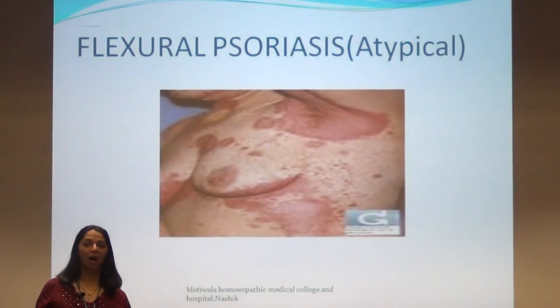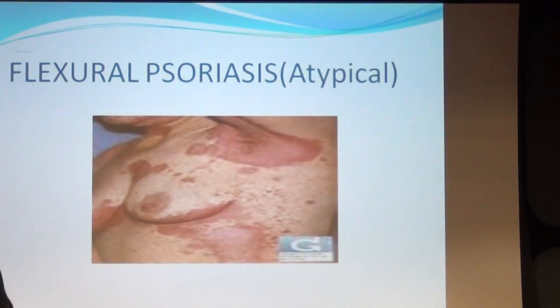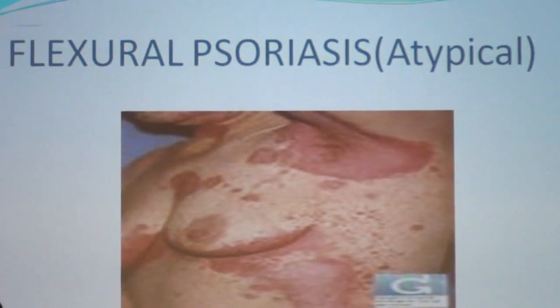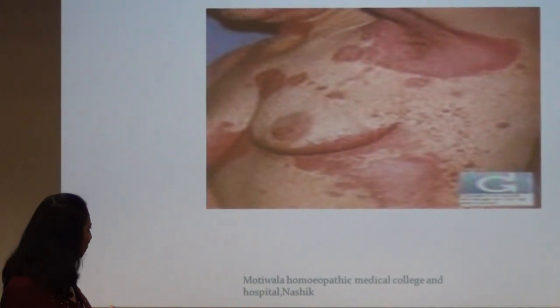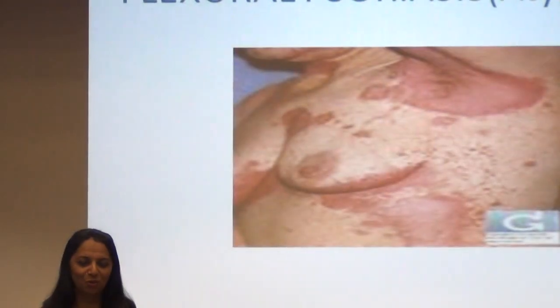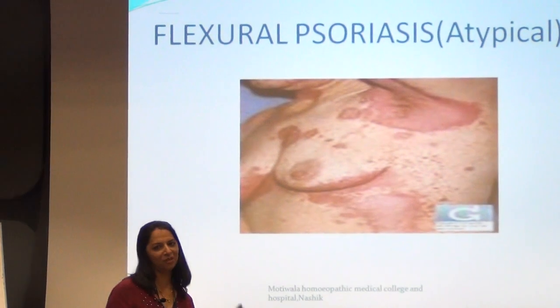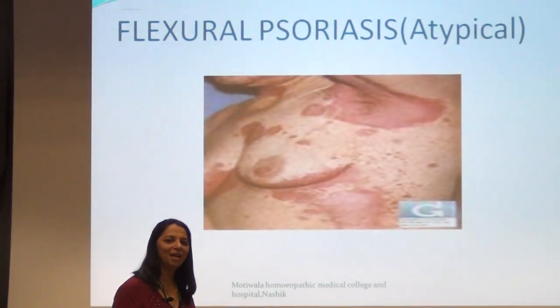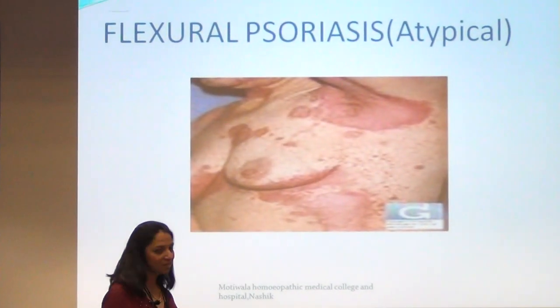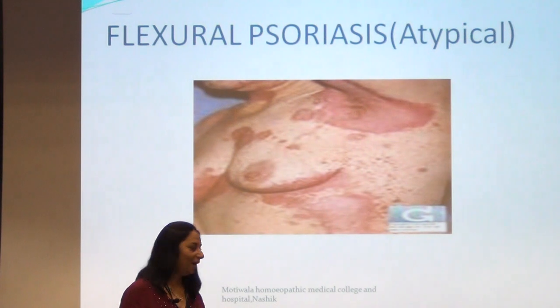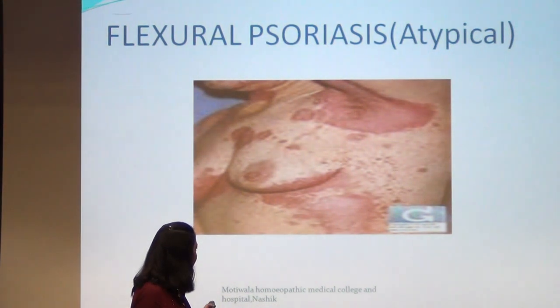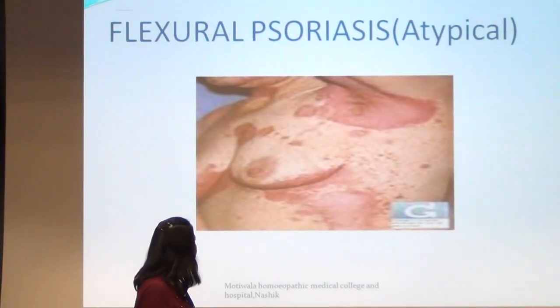Now this is a typical type of psoriasis because in the very beginning I told you that psoriasis usually has extensor distribution. But here you will see that there is a flexure distribution. This is called flexure psoriasis. This is an atypical type of psoriasis. Prevalence of such type of psoriasis is less. This type of psoriasis may have minimal itching and is a little difficult to diagnose.